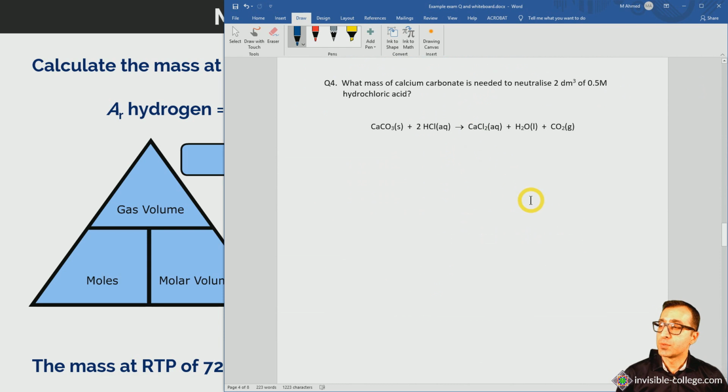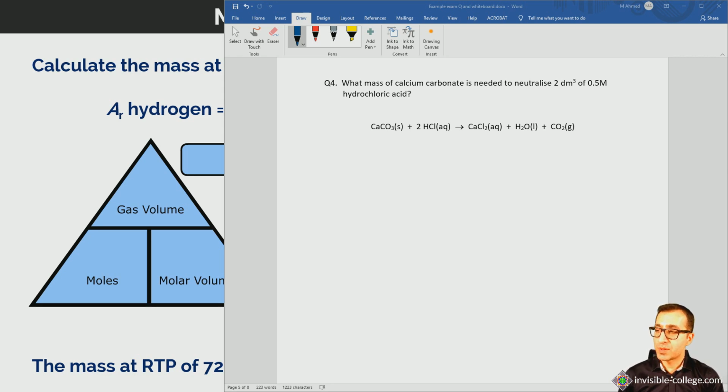So this is the fourth question. What mass of calcium carbonate is needed to neutralize 2 cubic decimeters of 0.5 molar hydrochloric acid? So again, I'm going to give you a chance to have a go at this one for yourselves. All right, so here's how we do this one.